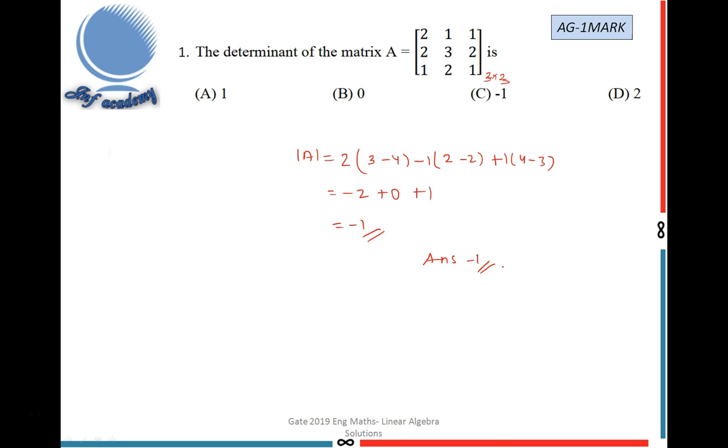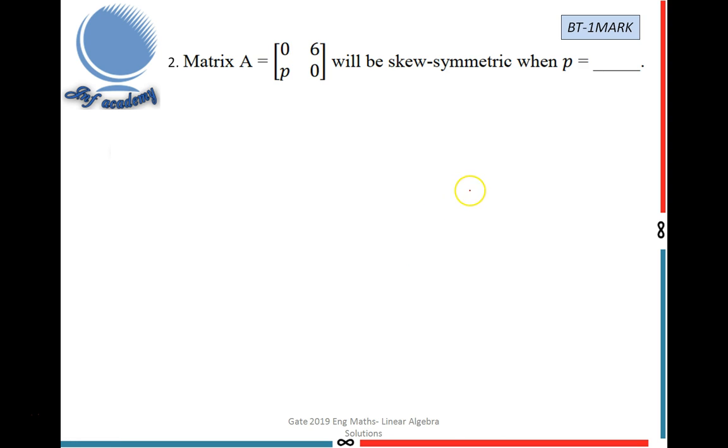Now let's move on to the second problem. Second problem: matrix A equal to 0, 6, P, 6 will be skew symmetric when P equals what? Suppose the given matrix is skew symmetric, then what is the value of P? This is the question. It's from the BT department, it has 1 mark. Here the given matrix is skew symmetric. So first I explain the definition of skew symmetric matrix.